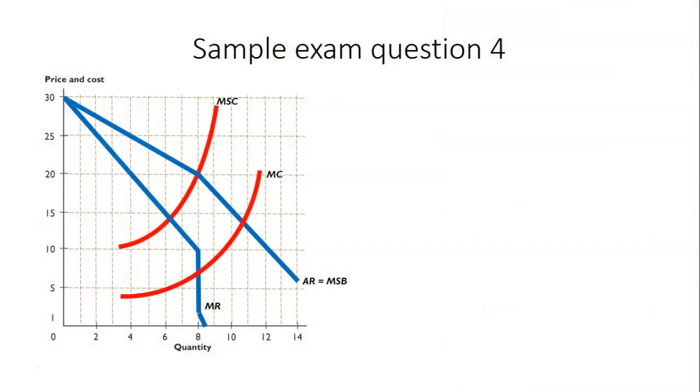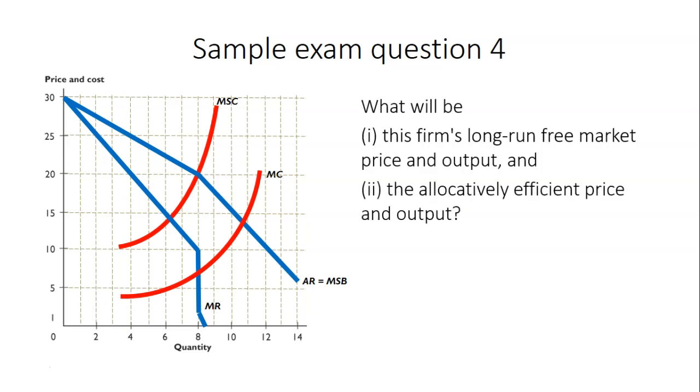This question will not be on the final exam. That's right, not! But it does represent a question that is similar in style to an actual final exam question. Here we're presented with a graph and asked two questions. What will the firm's long-run free market price and output be, and what is the allocatively efficient price and output?